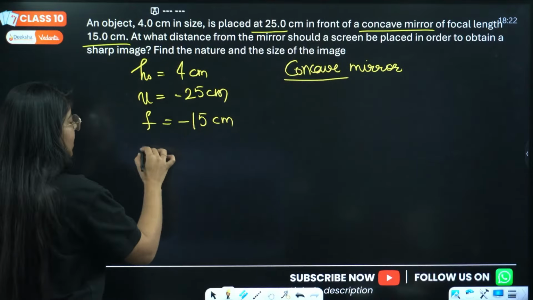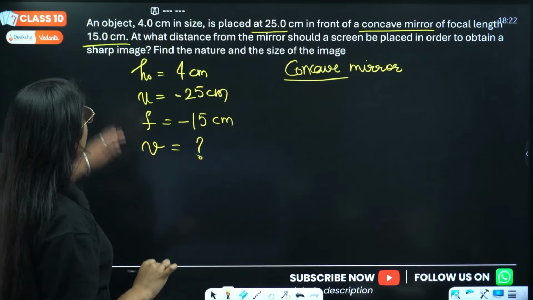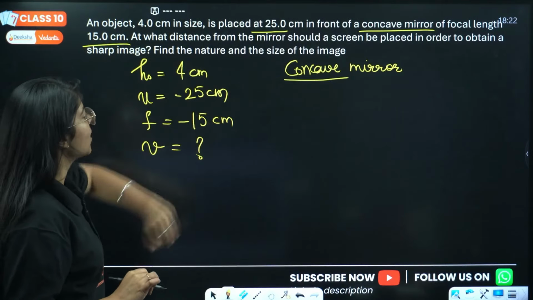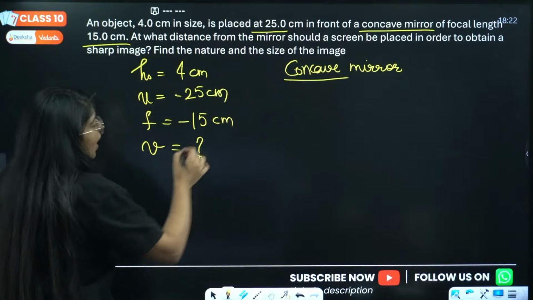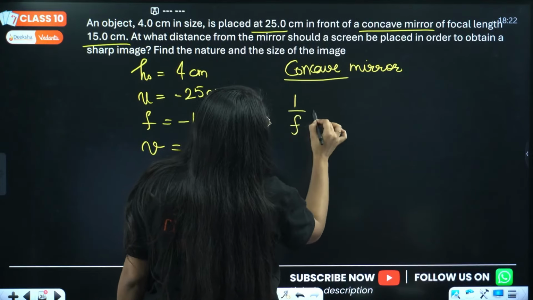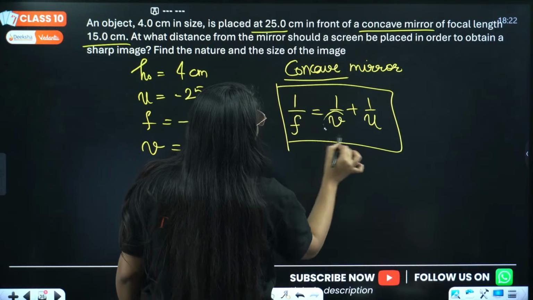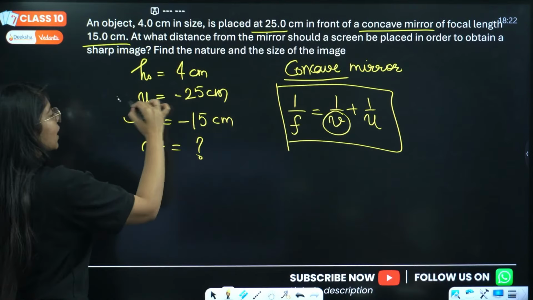Understood? At what distance from the mirror should a screen be placed? That means where will the image be formed, so that to obtain a sharp image, find the nature and size of the image. Again, this is very easy. I want you guys to solve this question. 1/f equals 1/v plus 1/u.